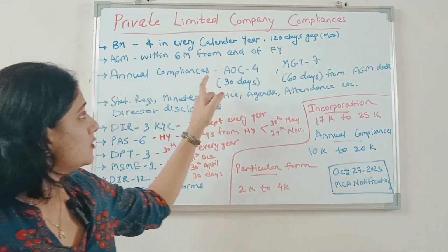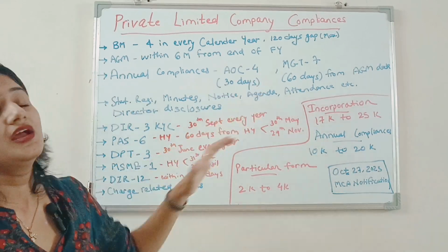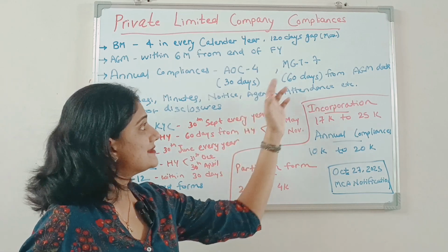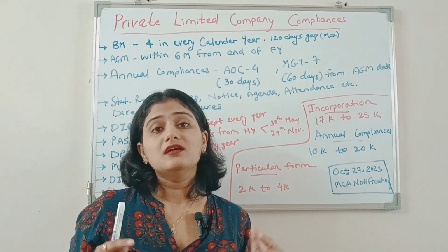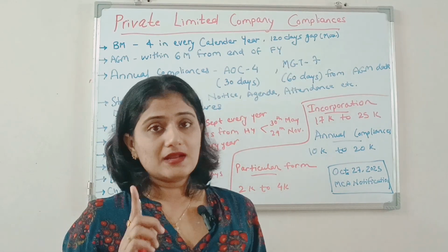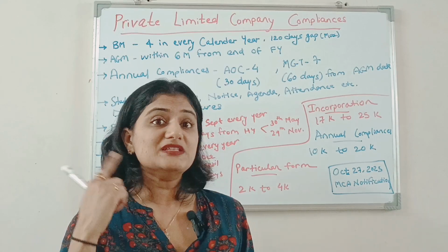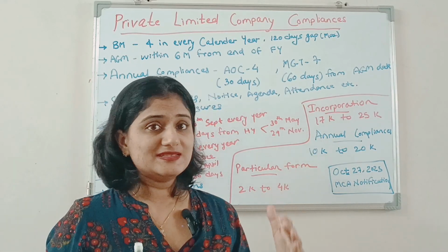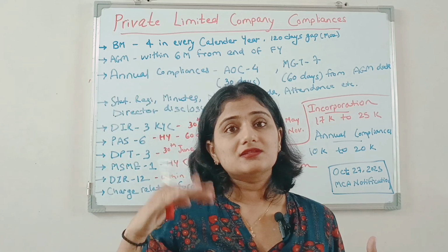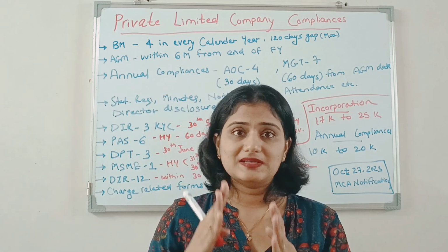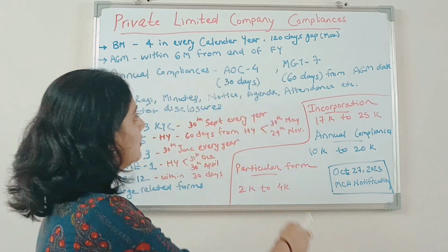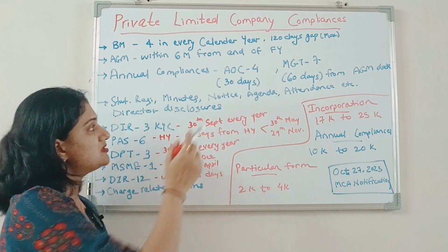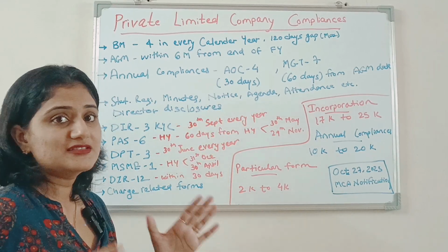Now talking about AOC-4 and MGT-7, in case you miss the 30-day and 60-day deadlines, then you will be charged an extra penalty of 100 rupees per day, as well as additional fees as per the MCA slab, that is twice, then it goes up to 4 times as per the slab of the MCA. So this is very important, don't miss this form filing because it is very crucial.